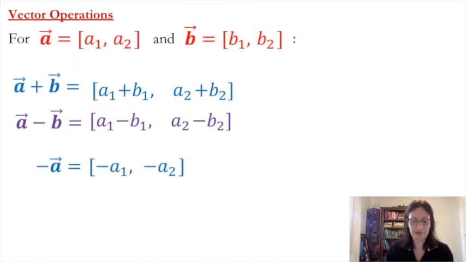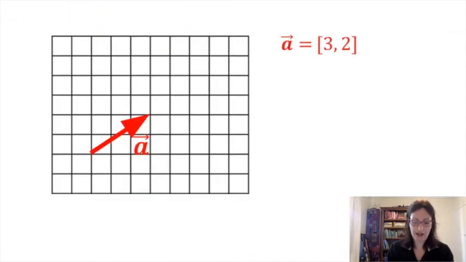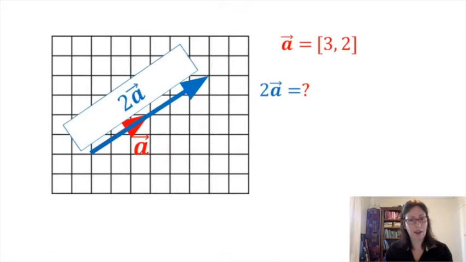Adding that to our list of facts, our negative vector A is the negative of each component. And our last bit of the facts, what about 2A? Two lots of vector A would look like this.